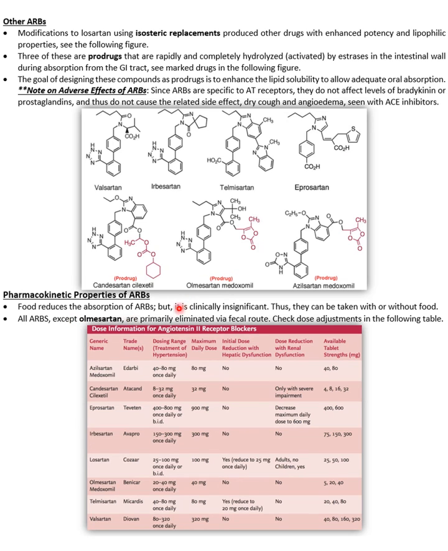Pharmacokinetic properties for the ARBs: food reduces their absorption, but not significantly, so they can be taken with or without food. All of them except olmesartan are eliminated via the fecal route. So in the case of renal failure, we don't have to worry about adjustment like with the majority of the drugs here.